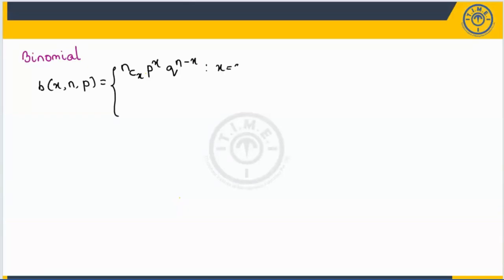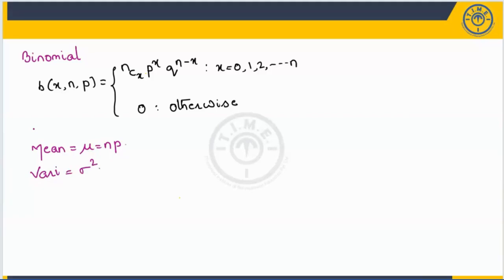So when it comes to the binomial distribution, it is defined for a discrete variable, and the distribution function is given by nCx into p to the power x into q to the power n minus x, where x takes the values 0, 1, 2, and so on till n, and it is 0 otherwise. And for the binomial distribution, the mean, mu, is equal to n into p. And the variance of the binomial distribution is given by npq.